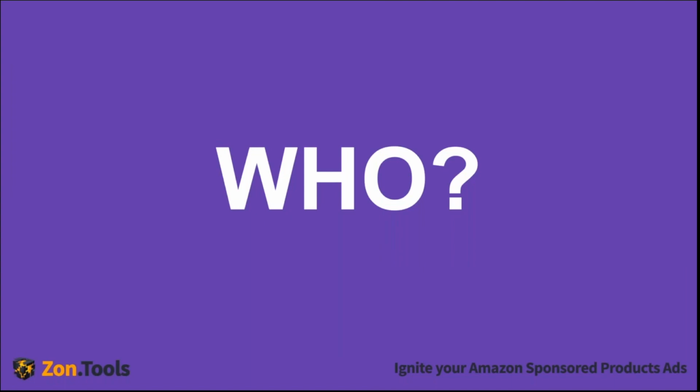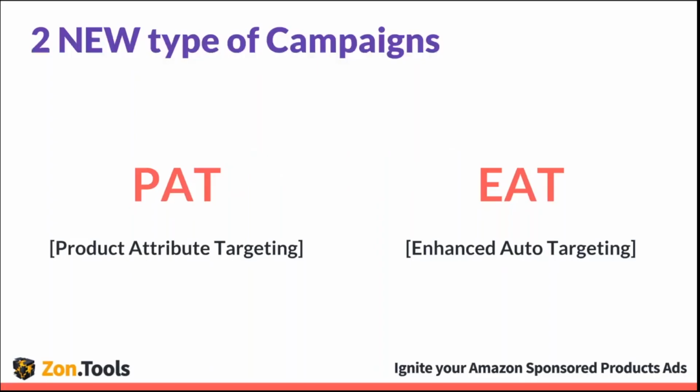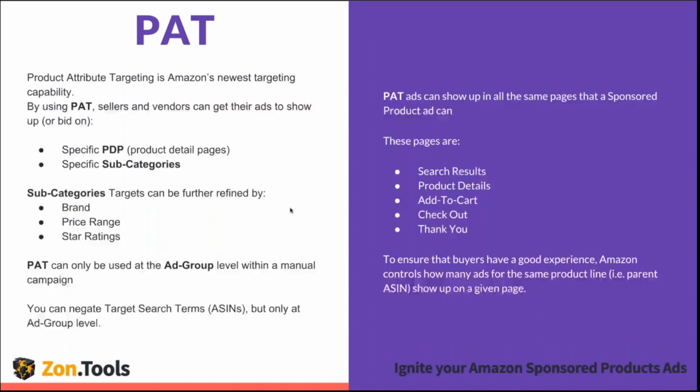I'm going to explain what I'm going to talk about, which should be more of a what, but I say who. So I'm going to try to explain what Amazon advertising launched recently, which is PAT, Product Attribute Targeting, and the EAT, Enhanced Auto Targeting. Let's go here. Yes, so Product Attribute Targeting.